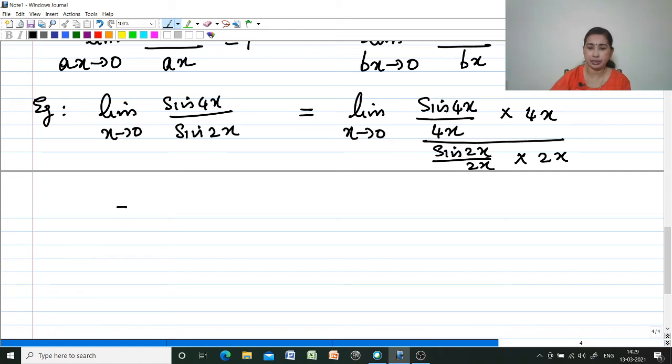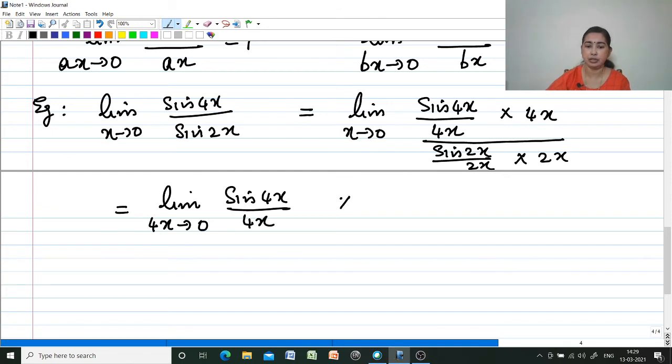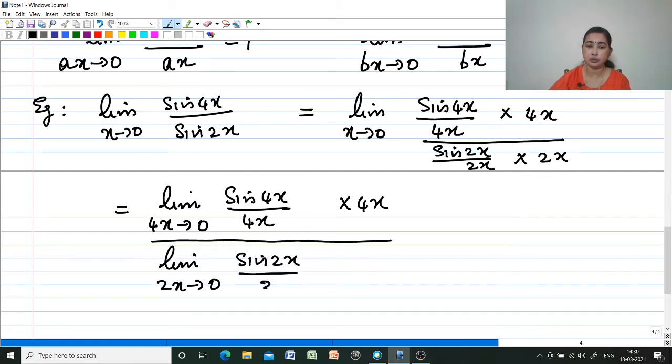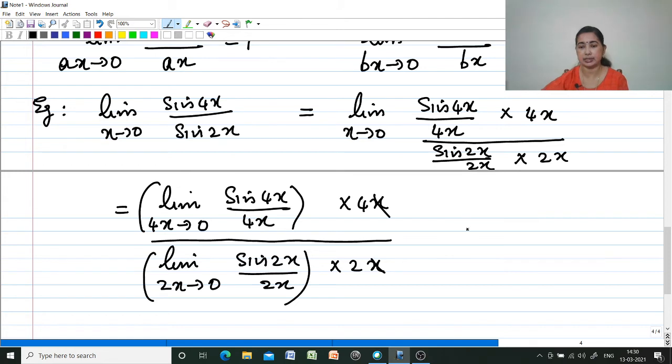Now how to apply the limit? In the numerator, I have to write limit 4x tends to 0, sin 4x divided by 4x, into 4x. Whereas in the denominator, limit 2x tends to 0, sin 2x by 2x, into 2x. We can see that if limit 4x tends to 0, sin 4x by 4x will be 1. Here also this is 1. Then this x can be cancelled and we get the answer as 4 by 2, that is equal to 2.